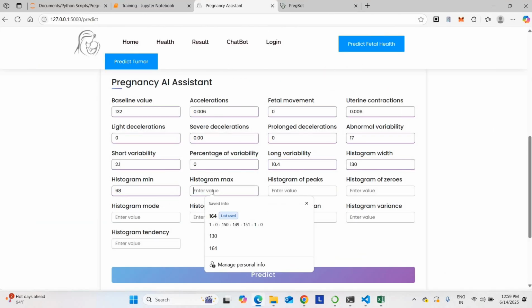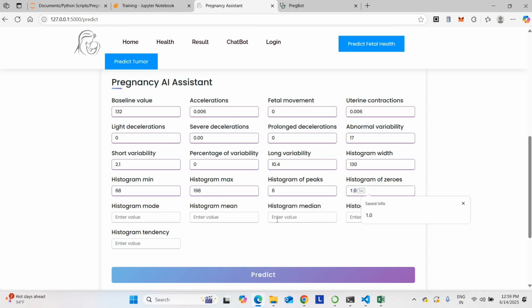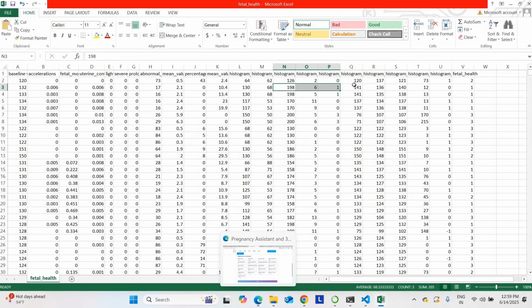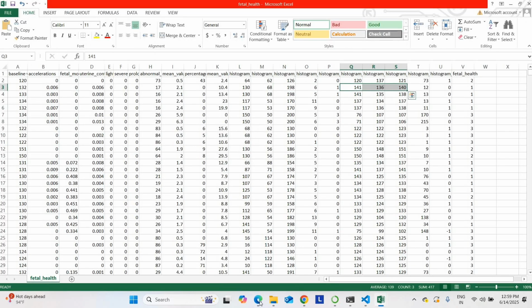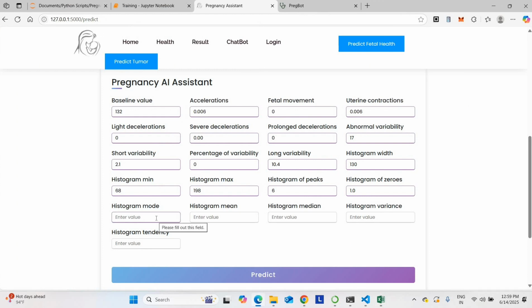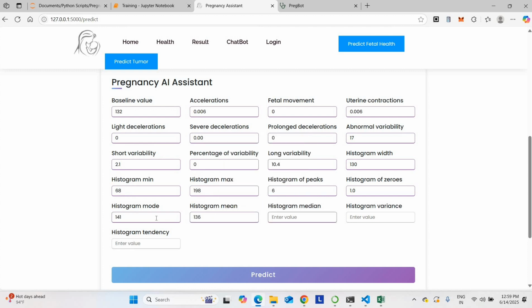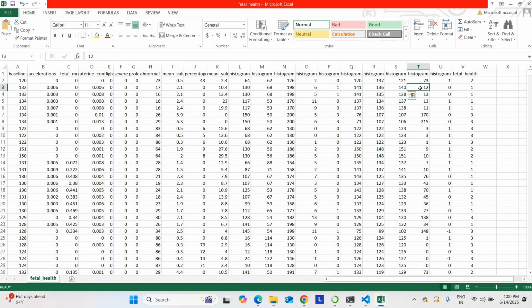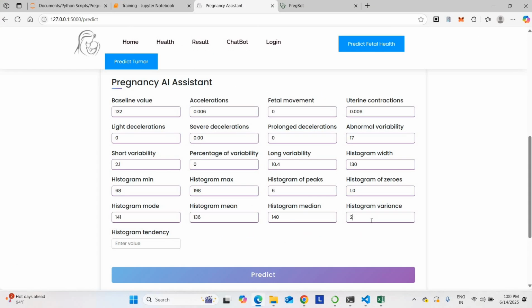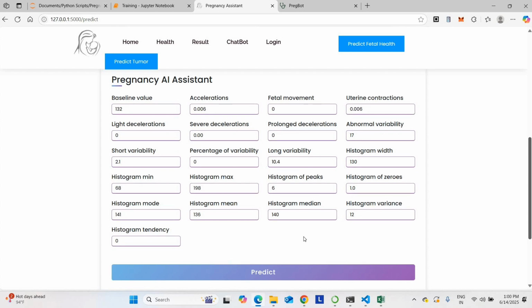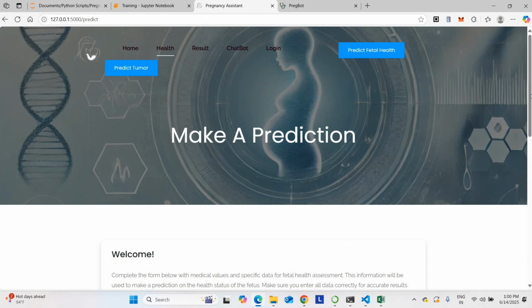Then 198, 61. Then 141, 136, 140. Then the final two values will be 12 and 0. So these values the doctor can know clearly, and based on that they can predict. So you can feed your own data from the report also.